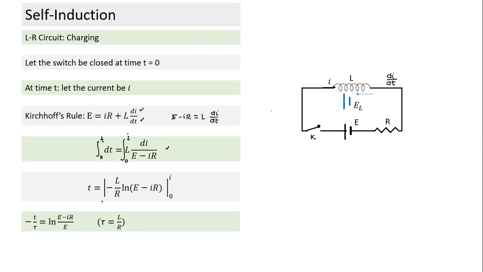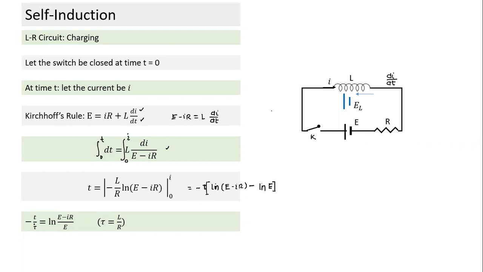One more step we want to write. What is this term equal to? In place of L by R, I am writing tau. Tau into log to the base e of E minus IR. So I take this minus tau to the other side, it becomes minus t by tau, and this is log of E minus IR, minus log of E, when we substitute 0 in place of I. It becomes log to the base e of this expression.